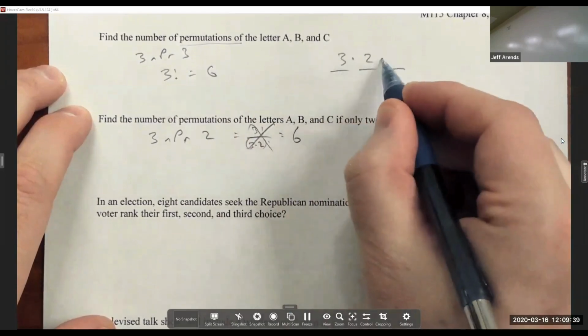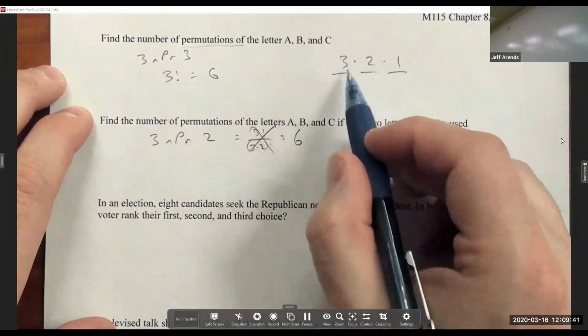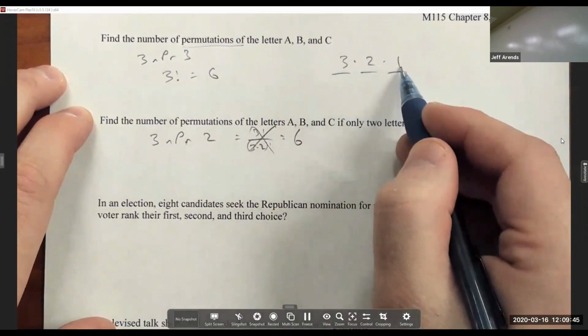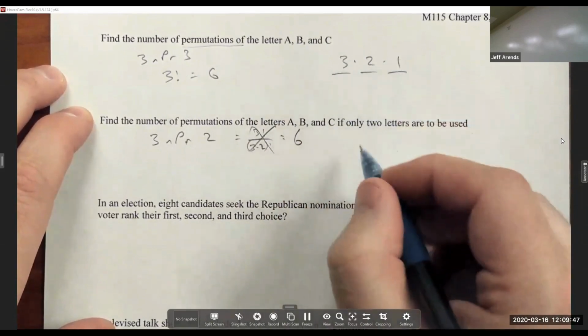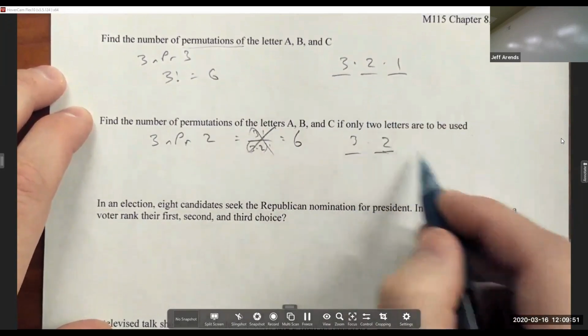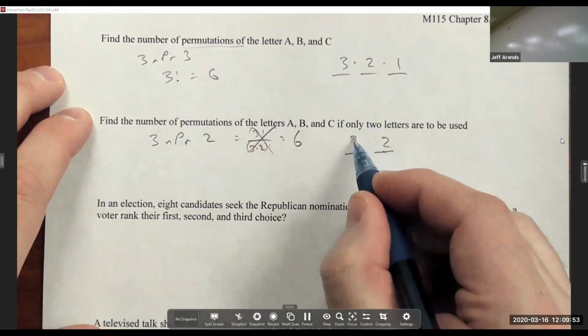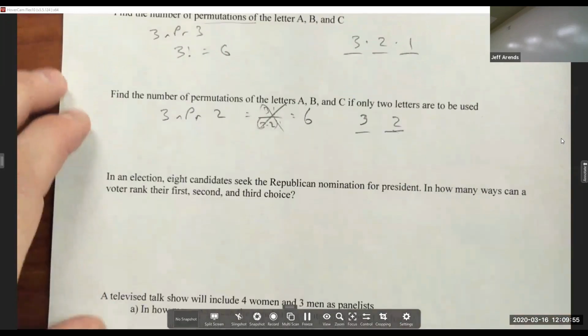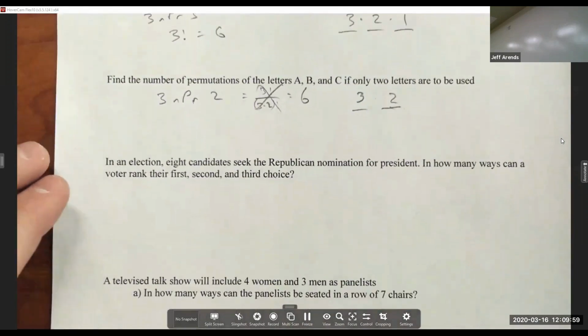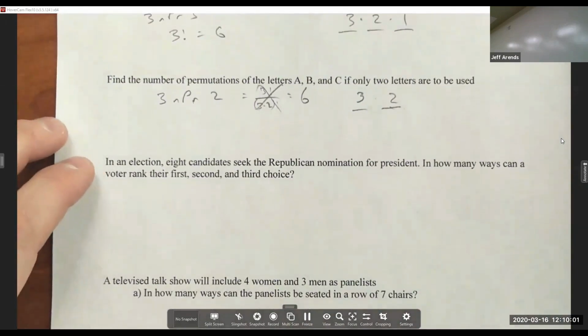3 times 2 times 1. I have 3 different ways that I could choose the first letter, 2 different ways for the second letter, only 1 way for the third letter. Here I'm just doing 3 times 2. I don't care about that third one, but I'm multiplying by 1 up here, so it doesn't change the value anyway. So if I'm only using 2 of the letters, there's the same number of ways to do it as if I'm using 3.